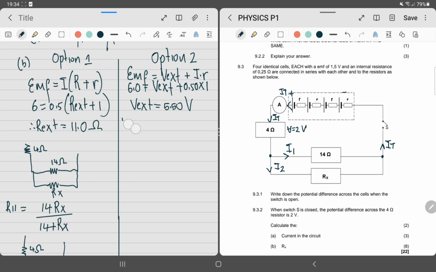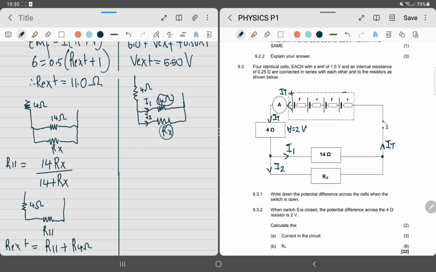Okay, we have our circuit, it looks like this. So these two, the 14 ohm resistor and Rx, are connected in parallel, so they will have the same potential difference, but the current is going to be divided. So there we'll have I1 and this side will have I2. The potential difference should be the same.